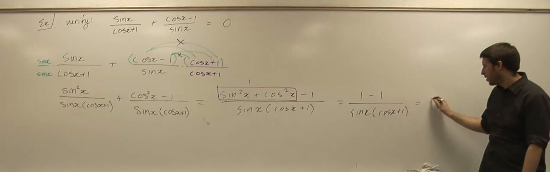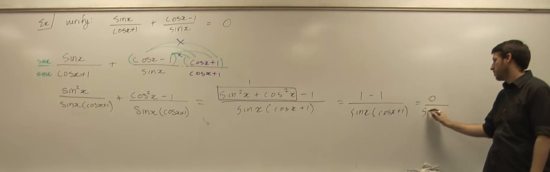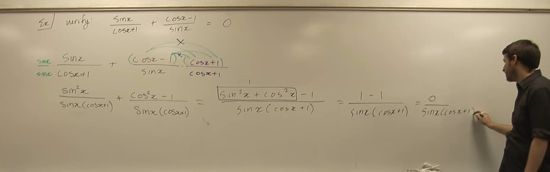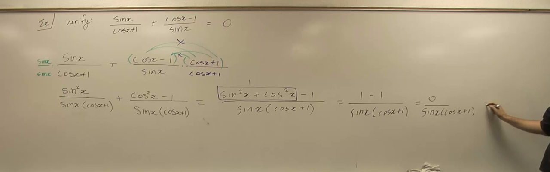The top is 0. And 0 over anything is what? 0. Right, 0 divided by whatever, 0.